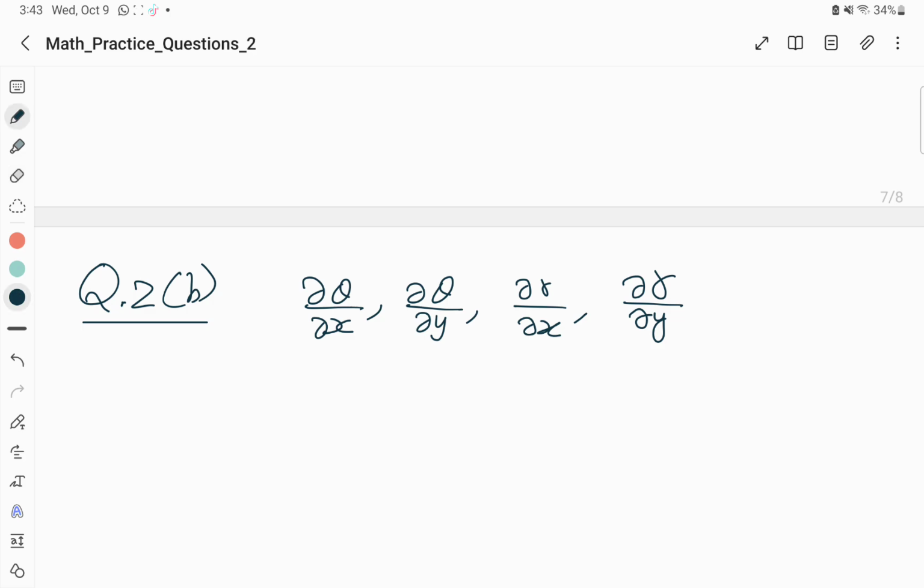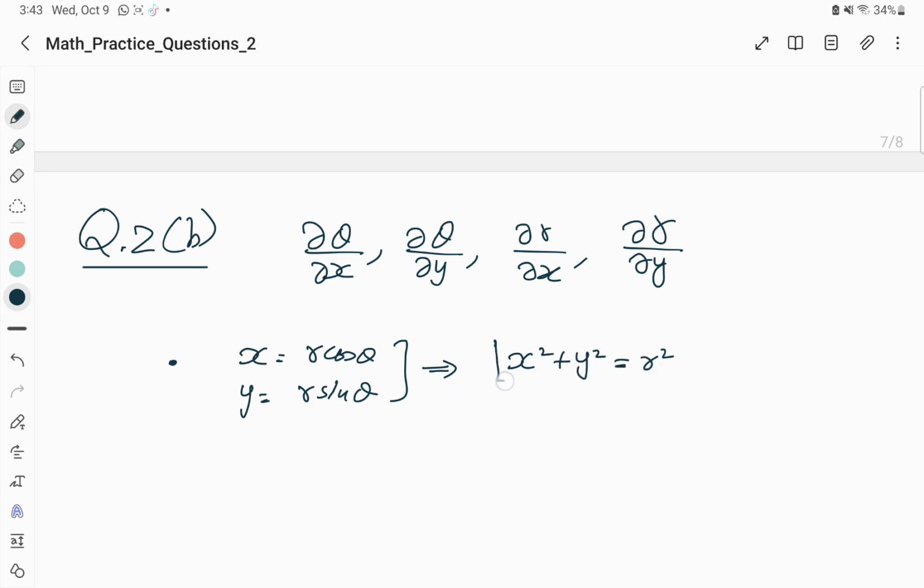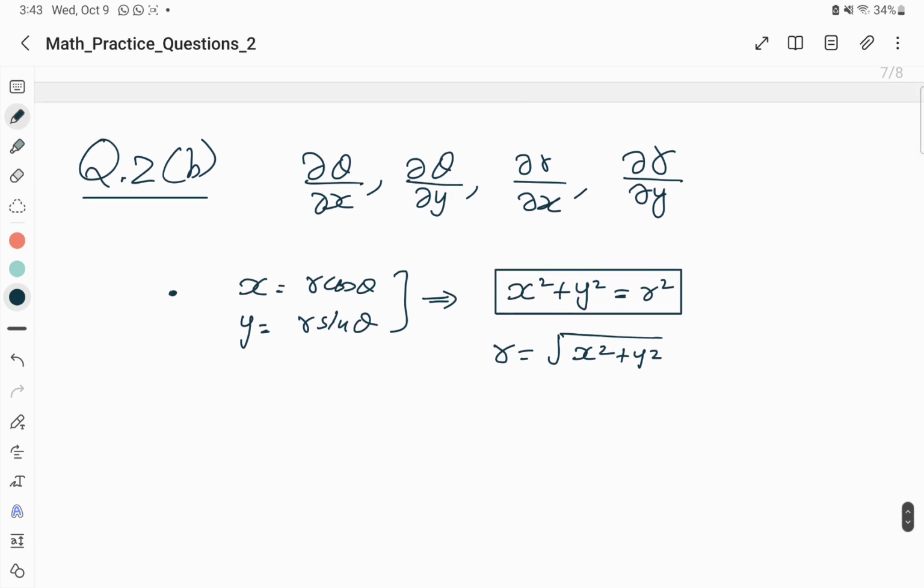Before finding these derivatives, we start by building relationships, or let's recall the main equations. Because x equals r cos theta and y equals r sin theta, if we square both sides and add them, it can be easily seen that x squared plus y squared equals r squared. This gave us an equation for r squared, by using which we can calculate the derivative of r, or we can take the square root and r will be the square root of x squared plus y squared.